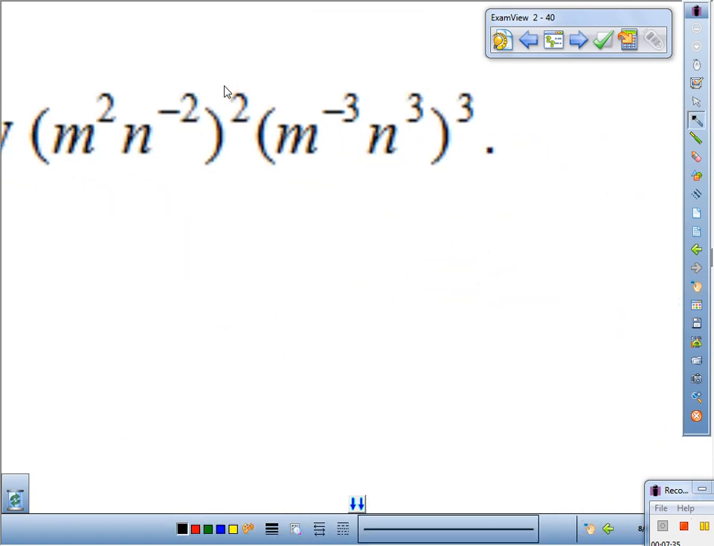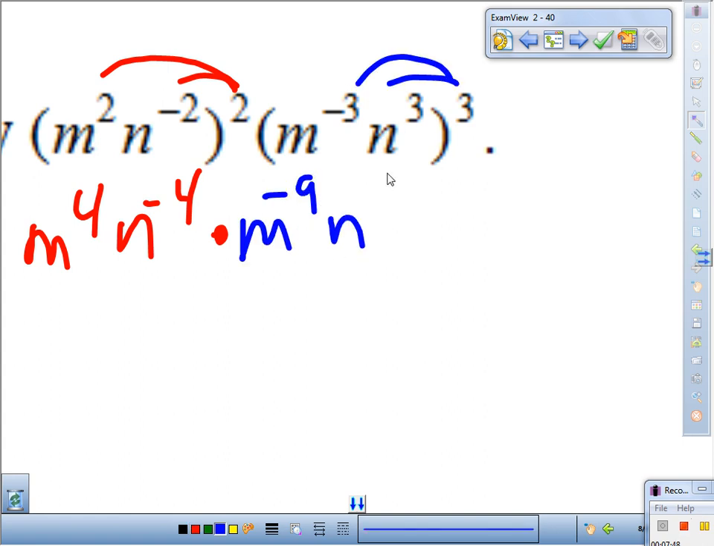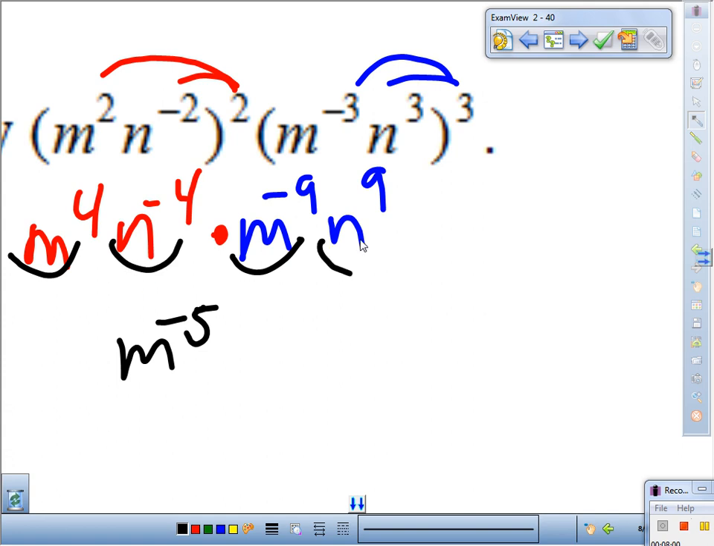And let's go to number 2. I'm going to start with red. Distribute, distribute. This is m to the 4th, n to the negative 4th, times. Distribute, distribute. This is m to the negative 9, n to the 9. We're multiplying everything, so same bases are these. That means m. What happens to the exponents? We add. 4 plus negative 9, that's negative 5. Same base. Negative 4 plus 9, that is 5.